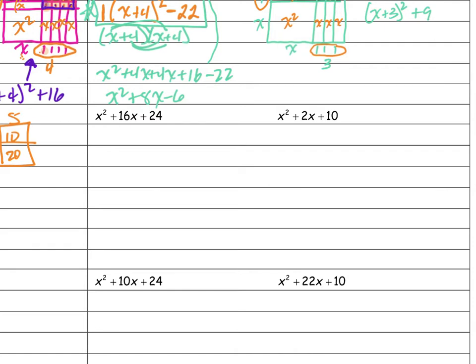So if I'm going to do this one, what terms am I looking at to draw my picture with? Just the x terms, right? So it says I have one box, or one x squared. So I'm going to draw one picture here. And I have one square. And how many x's on each side of my square?